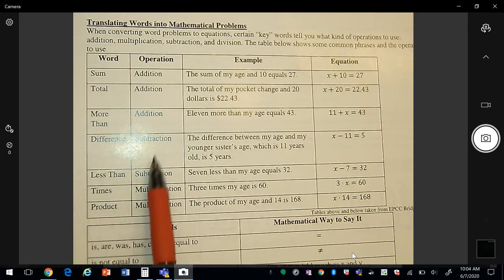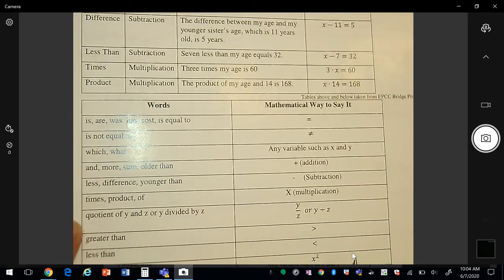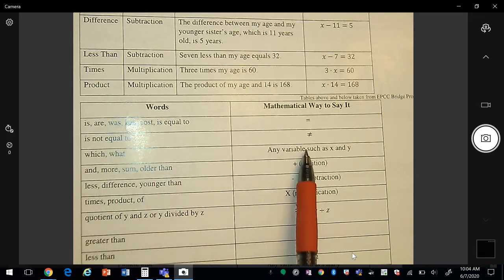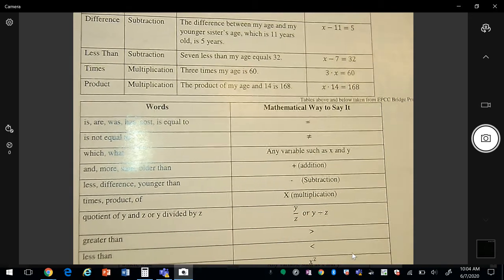Difference, less than, we use subtraction. Times or product, we use multiplication. Quotient, we use division. Is not equal to, these are the symbols. And so take some time to review these terms.